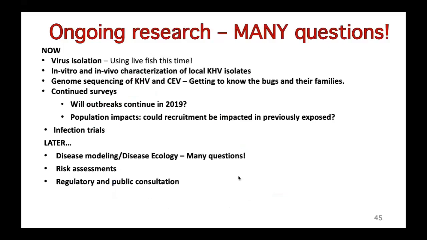And things that are kind of later on the docket are disease modeling. So using some of this data, we'll be able to refine a good epidemiological model, which will answer a lot of questions for us, let us make some predictions. And then even further on is risk assessments, and then regulatory and public consultation, which is something that we're already doing now. We really want to socialize this idea, because it is either perceived or in reality a kind of high risk, high reward type of tool.